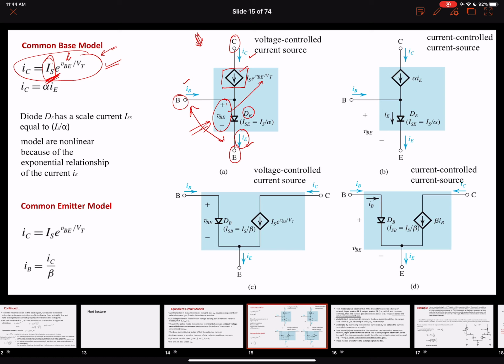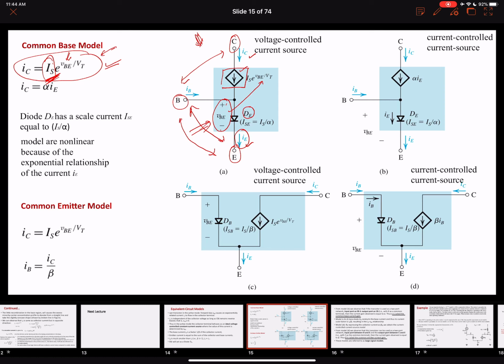Now, another important thing, if we look at this model slightly more closely, we can see that this is something similar to a common base model, right? It is behaving like a two-port network, where our base is common in between the emitter and the collector. So this is one of the ports, and this is our second port. So this is a common base model.